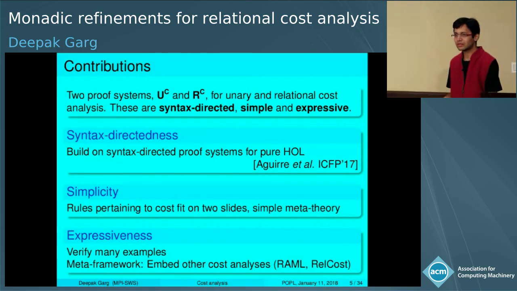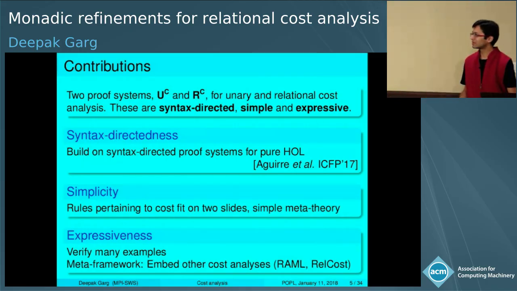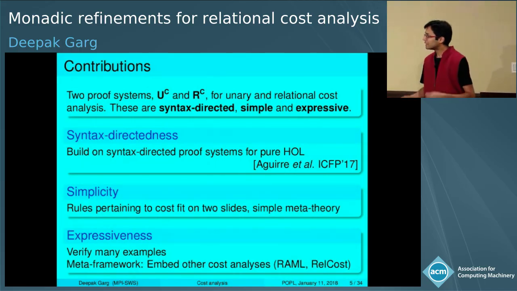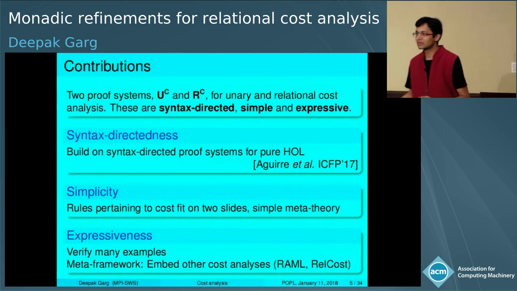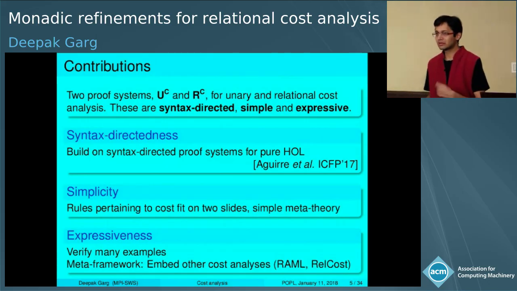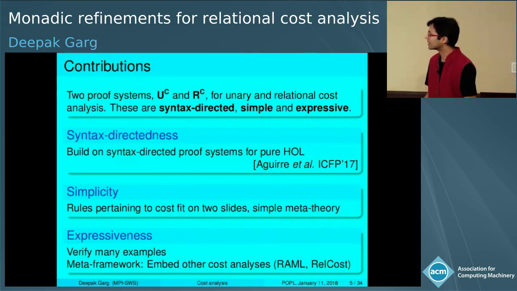You can verify a lot of examples with interaction between cost analysis and functional correctness. But this system is actually so expressive that you can use it as a sort of meta framework or meta logic for embedding other existing cost analyses. We have done 2 of these embeddings. One is from RAML, resource-aware ML, due to Hoffmann and colleagues, which is a system for amortized cost analysis over first-order functional programs in an ML-like language, but it's still first-order.